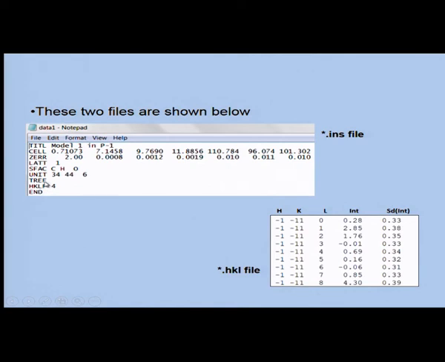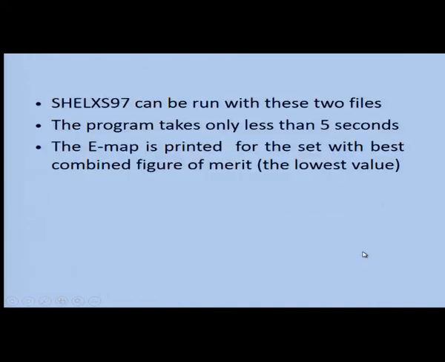TREF we already know, tangent refinement, which means that we are going to use direct methods. This is your intensity data, and this indicates the end of the data. So, this is called the second file, the .hkl file. So, we are using 2 files only. The program gives you 2 output files. One is known as the .res file and another, with full detail, is known as the LST file.